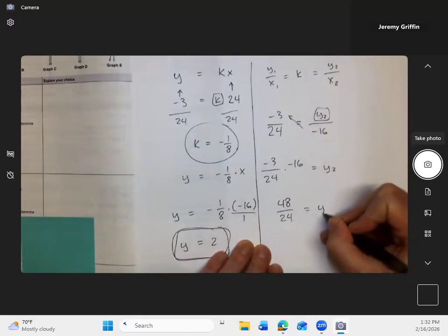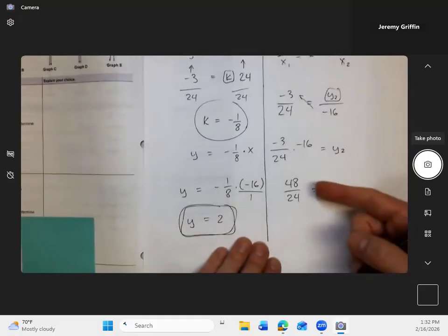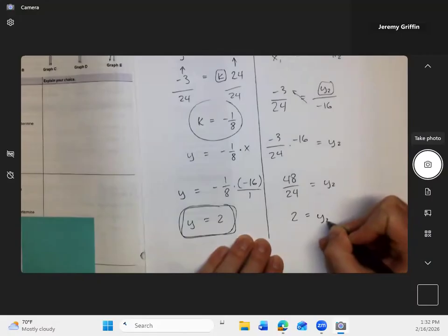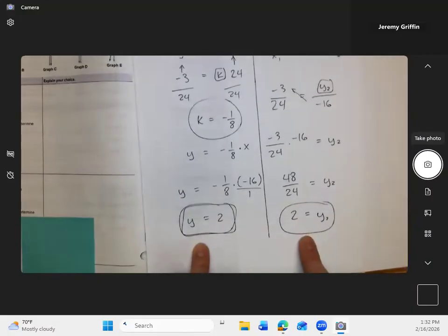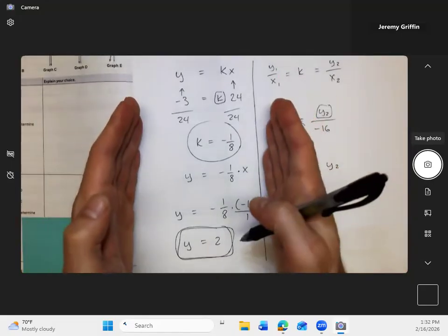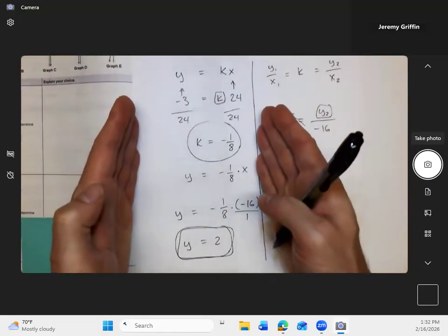So divided by 24 equals y2, and 48 divided by 24, that is 2, right? Which is the same thing I got with this other method of including the constant k throughout, right? And so the left half of the paper is the way I would tend to think about it or set this up in my physics class.